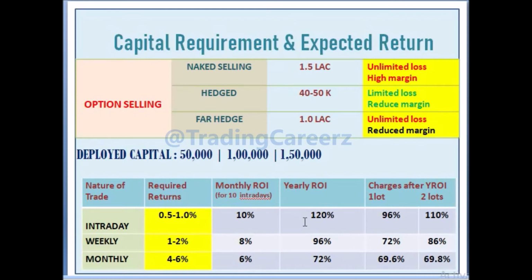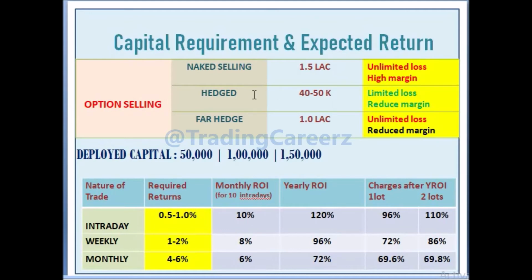Now capital requirement and expected returns. Now going to option selling. We have to sell options, but which type of option selling should we choose? One is naked selling, or hedging, or far away hedging. If we are selling naked positions, it will require unlimited loss and high margin. It will need nearly 1.5 lakh.